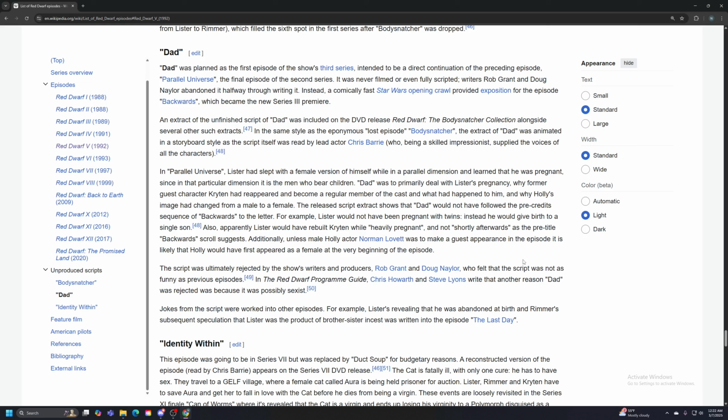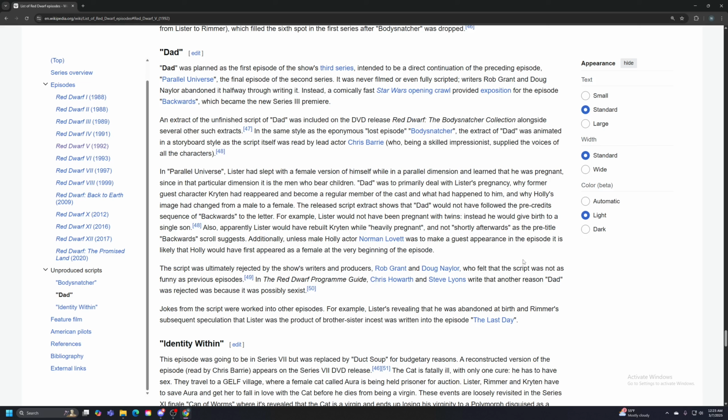The released script extract shows that Dad would not have followed the pre-credit sequence of Backwards to the letter. For example, Lister would not have been pregnant with twins. Instead, he would give birth to a single son. Also, apparently Lister would have rebuilt Crichton while heavily pregnant and not shortly afterwards, as the pre-title backwards scroll suggests. Additionally, unless male Holly actor Norman Lovett was to make a guest appearance in the episode, it is likely that Holly would have first appeared as a female at the very beginning of the episode.